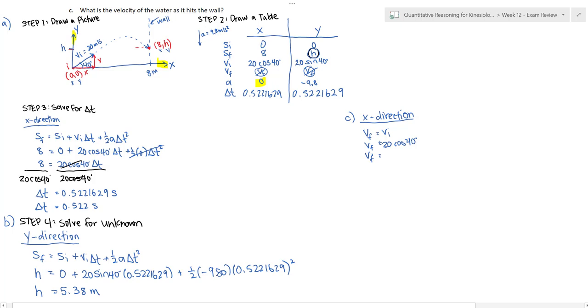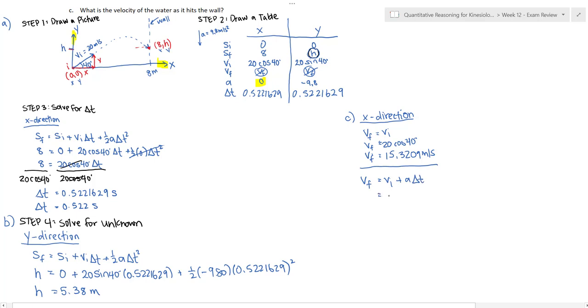I'm going to type that up on my calculator. 20 cos 40, and I get 15.3209 meters per second. Okay? You can also show that using a formula if you like. So what formula can we use here? There's actually quite a few, but we need to have one that includes V final. So I'm going to use this one. V final equals V initial plus A delta T.